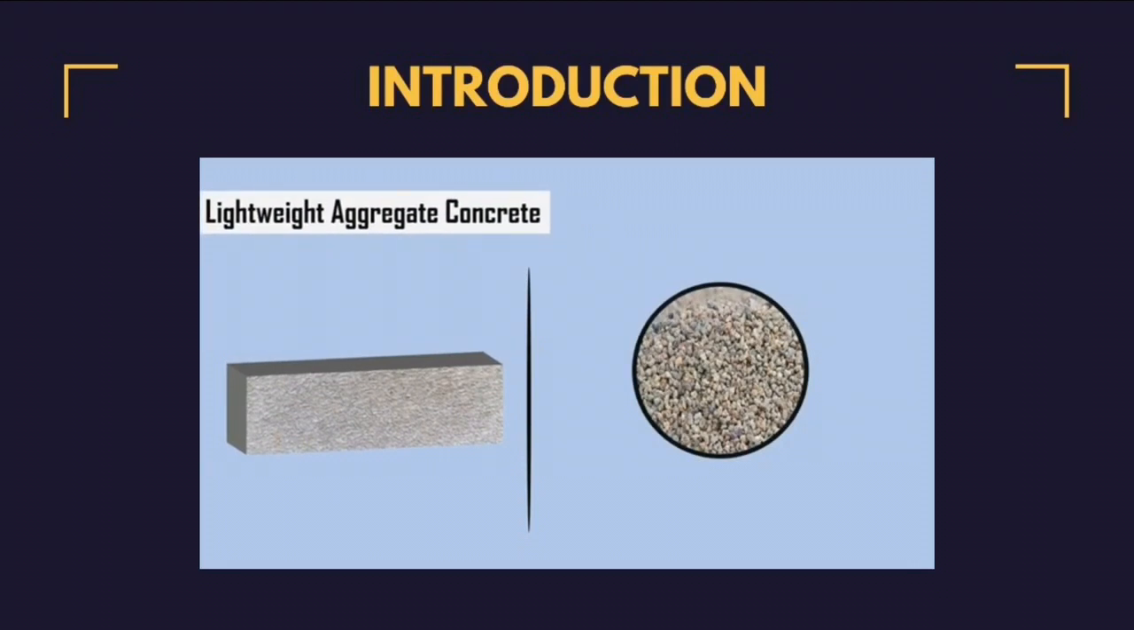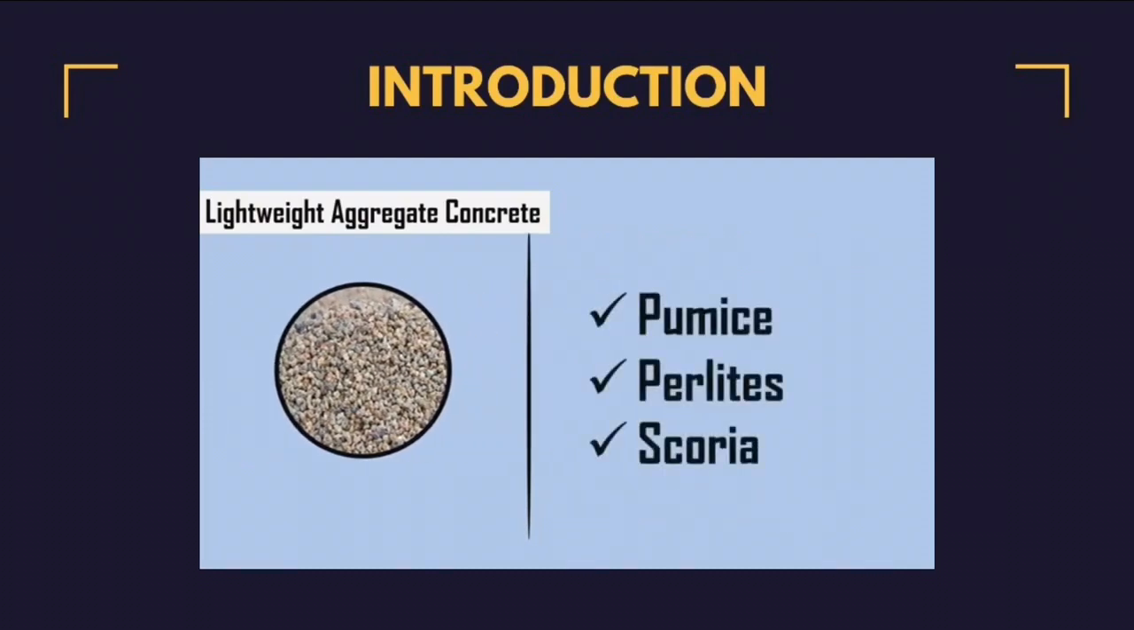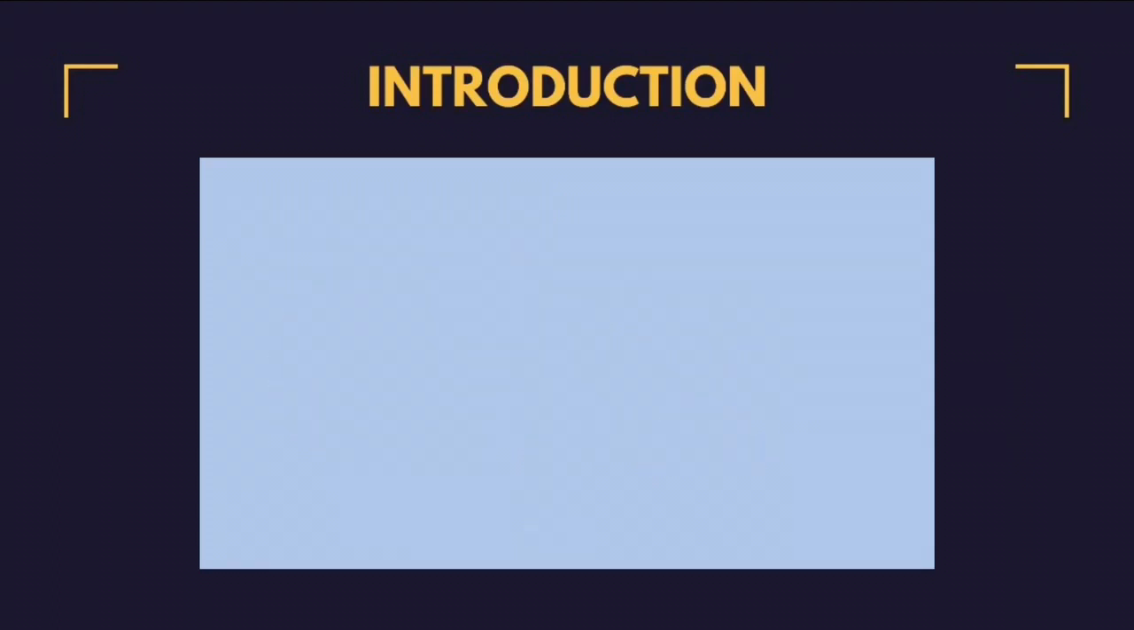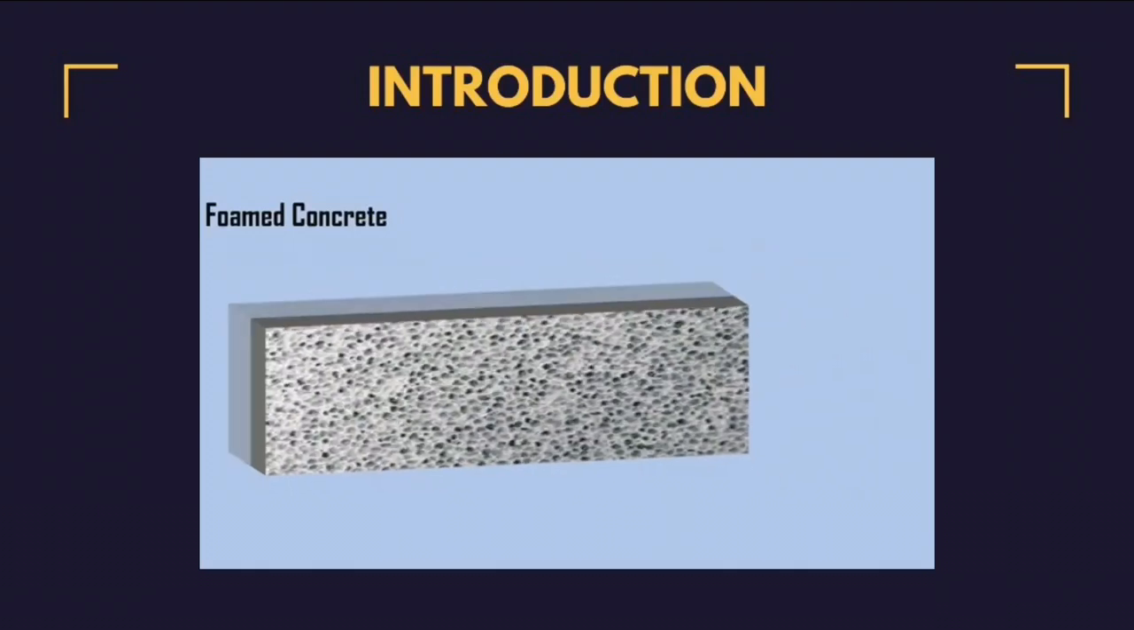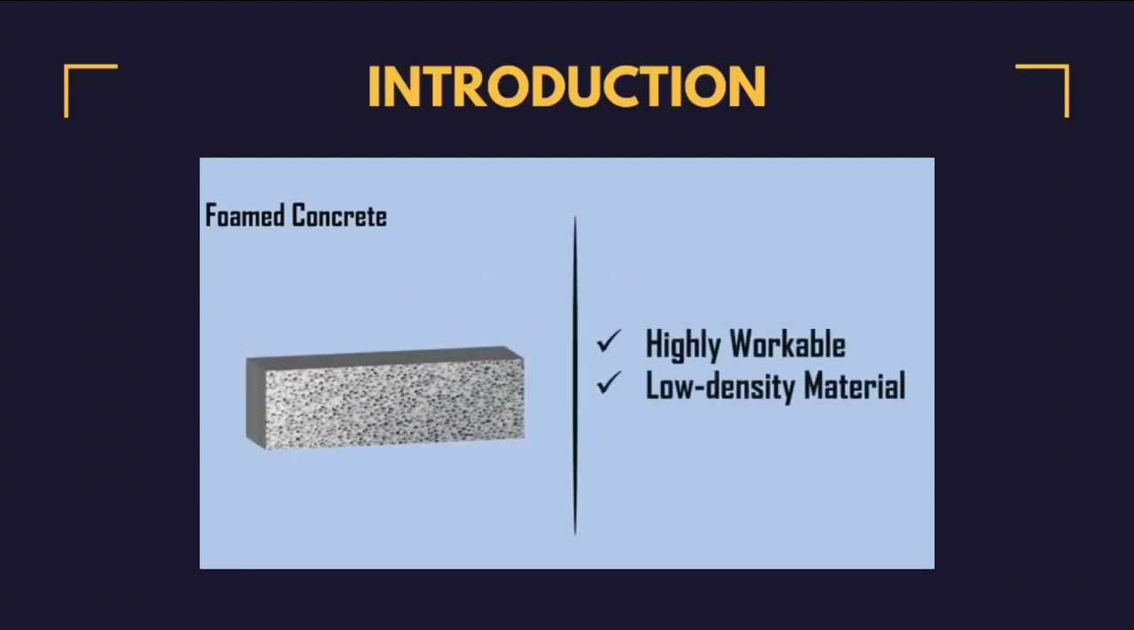Lightweight aggregate concrete can be produced by using a porous lightweight aggregate of low apparent specific gravity. Examples of lightweight aggregates are pumice, slag and scoria. Foam concrete is formed by introducing large voids within the concrete. Foam concrete is a highly workable, low density material which can incorporate up to 50% entrained air.